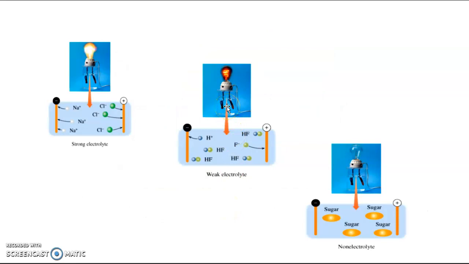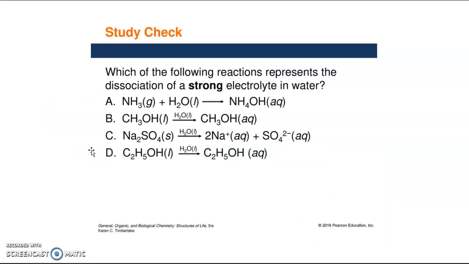We have here that between strong electrolytes and non-electrolytes, we have weak electrolytes. Which ones are them? Those that are partially ionized. Then we have a lot of molecules and a certain amount of ions that can conduct electricity, and then the bulb is bright but not so bright as in strong electrolytes.